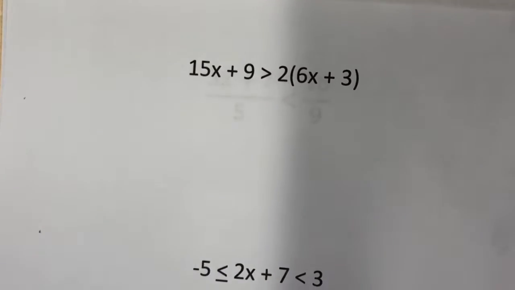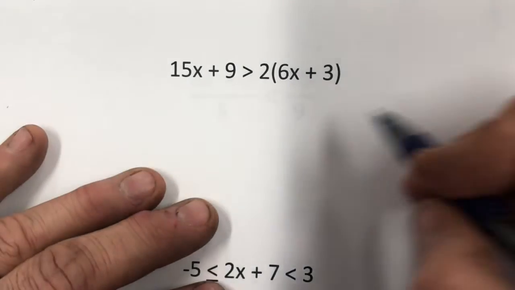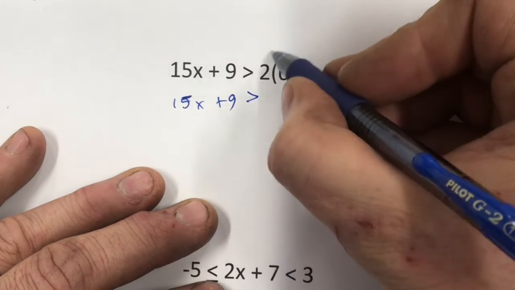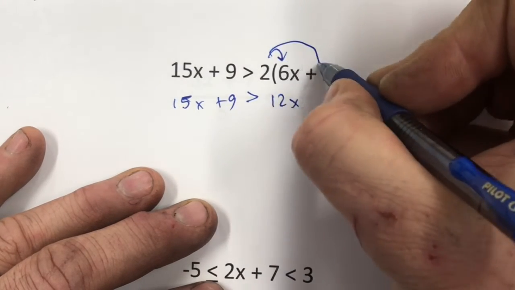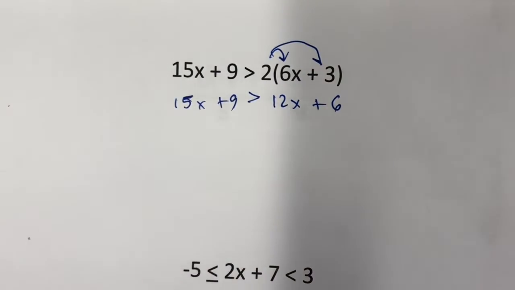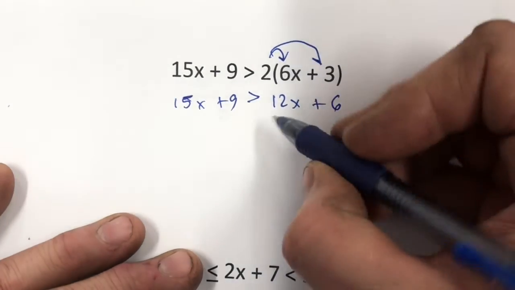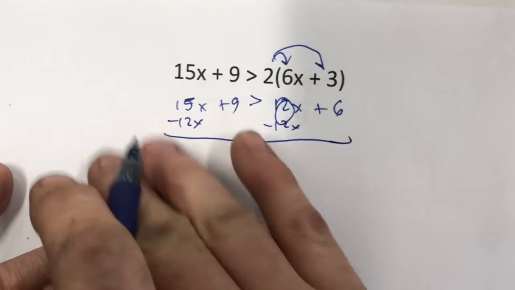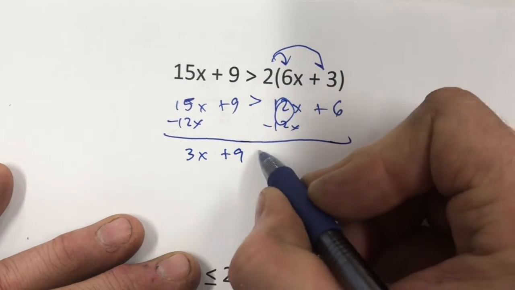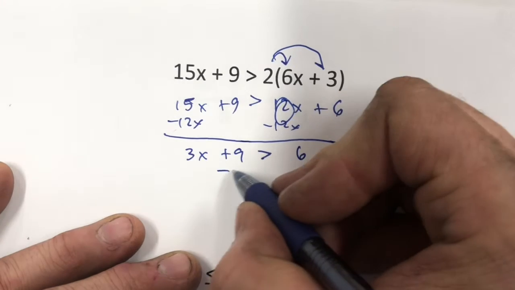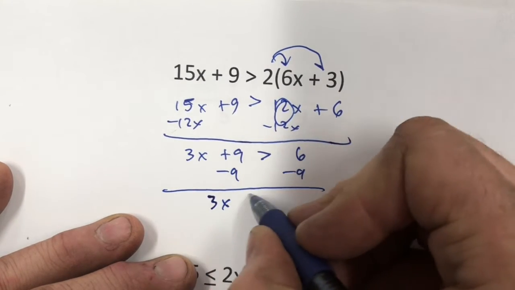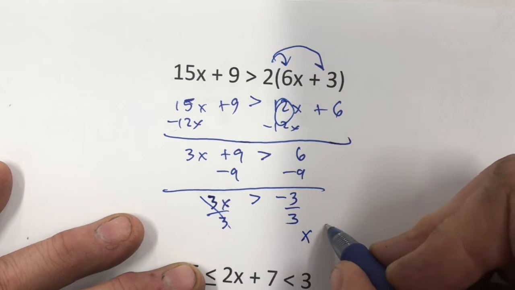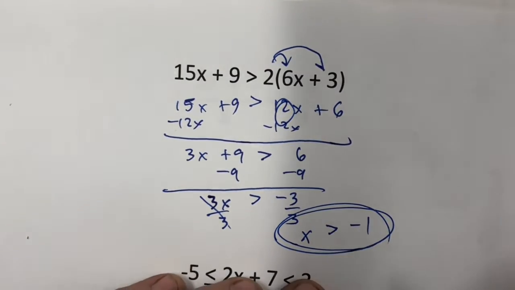Okay. All right, here's one here. It's kind of similar. We've got to distribute here, so we've got 15x plus 9. That's greater than, and if I distribute, that's going to give me a 12x, and that's going to give me a 6. Okay, and now it's just like the previous problem. All right, so I'm going to have to minus 12x on both sides to get rid of them from the right side. We want them on the left. That's going to be 3x plus 9 greater than 6. And now I can subtract 9. So 3x is greater than -3, and then I divide by 3. And I got x is greater than -1. There's my answer right there.